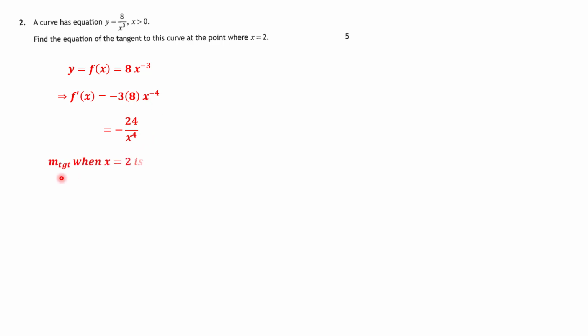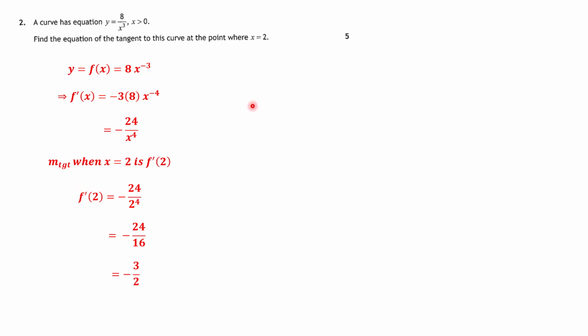Now we know that the gradient of the tangent when x equals 2 is given by f dashed of 2. So we're going to replace this x here by 2 to get m. So f dashed of 2 will be equal to negative 24 over 2 to the power 4. 2 to the power 4 is 16, and then we can divide this down by dividing by 8. So we get negative 3 over 2. And negative 3 over 2 will be the gradient of the line that we're looking for.